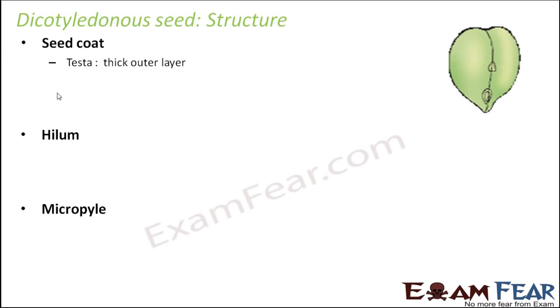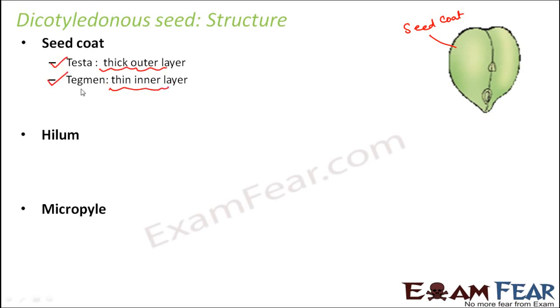So what is a seed coat? Seed coat is the outer layer. Now even in seed coat we have two different layers. So one seed coat is actually made up of two layers. The outer layer is called testa, the inner layer is called tegmen. The outer layer is thicker, so it is a thick outer layer, and the thin inner layer is tegmen. So seed coat is made up of two layers. Outer one is testa, inner one is tegmen.